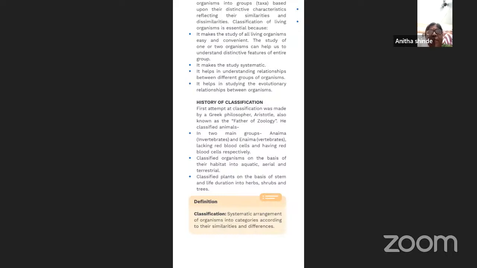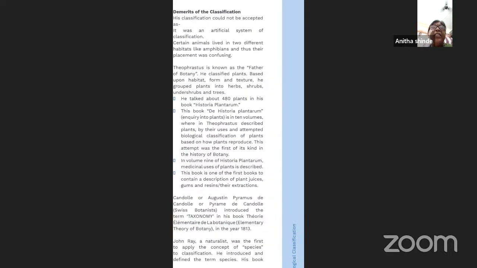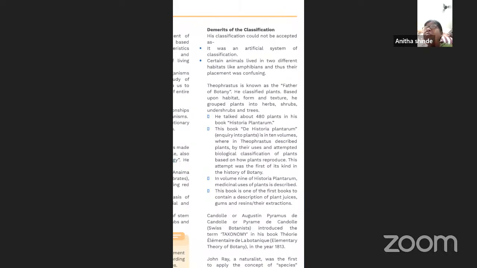Then apart from the animals, he also classified plants on the basis of their stem and life duration into herbs, shrubs, as well as trees. So this is the first attempt of classification which was made by Aristotle. Now we will see whether his classification was accepted, what are the merits of his classification and what are the demerits of his classification. So this is about the classification that was given by Aristotle, the first attempt he has made.